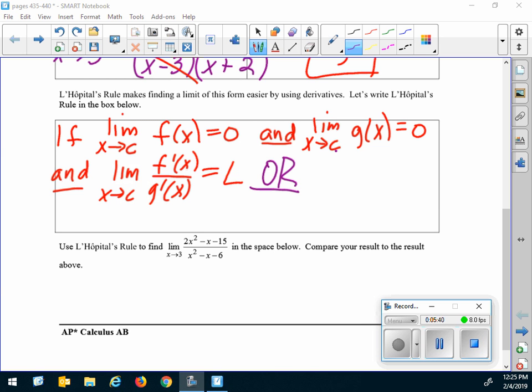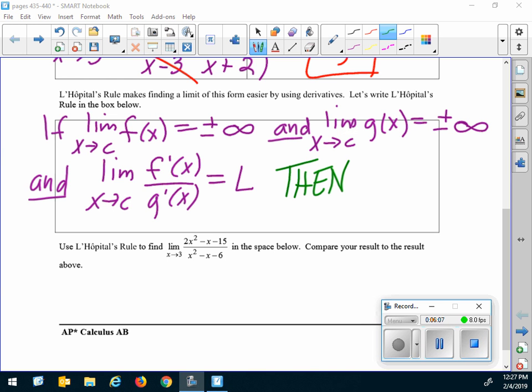If the limit as x approaches c of f of x equals 0, and the limit as x approaches c of g of x equals 0, and the limit of f prime of x over g prime of x equals L. So that's one situation. And this is really easy once we actually get to doing problems, I promise. Now, on the video, I'm going to stop again, I'm going to erase this, and I'm going to put the rest of the definition.